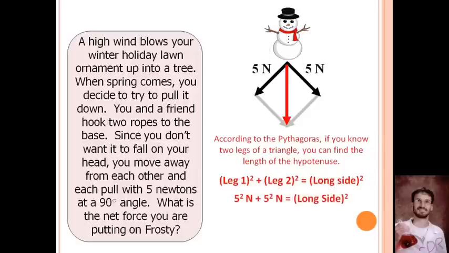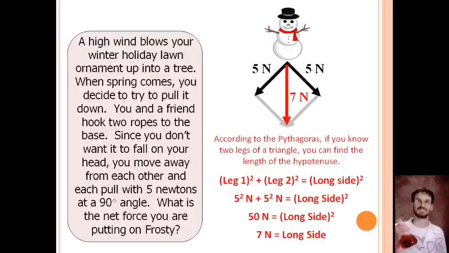So we would get 5 newtons squared, or 5 square newtons I should say, plus 5 square newtons would equal the long side. So 50 newtons would equal the long side squared, and you would get 7 newtons, roughly, because 7 squared is 49. So it's going to be 7 and some change. We just rounded it off.